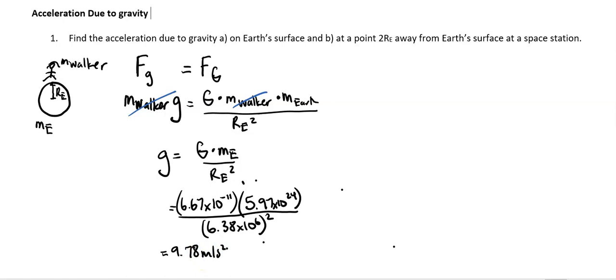Cool. So that is about 9.8 meters per second squared, which is the acceleration due to gravity on the surface of the Earth, and we just proved it. Gosh, that is so darn cool. Okay, let's now do part B.